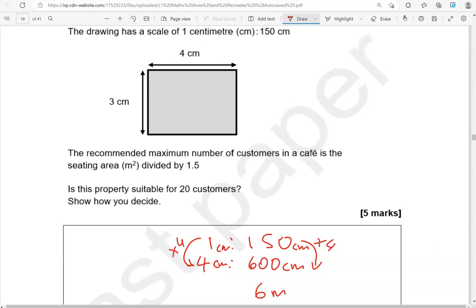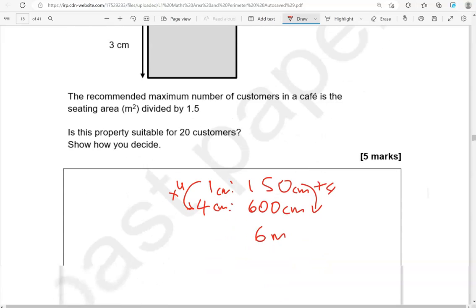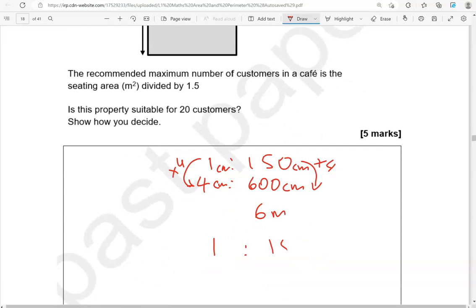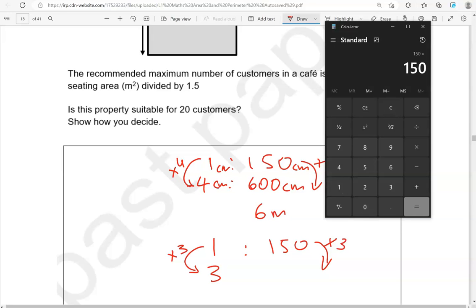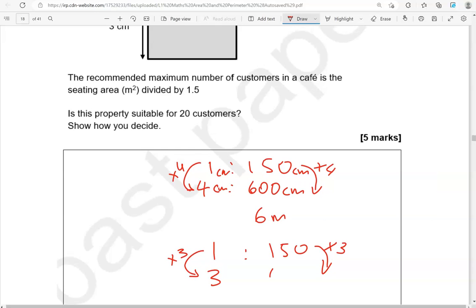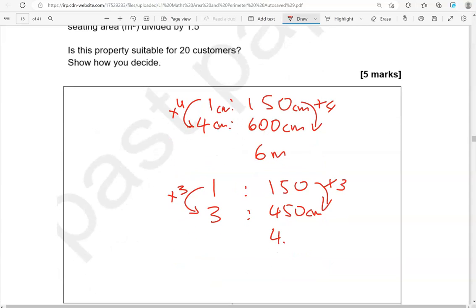And then we've got the width, which is 3 centimeters. One times 3 equals 3. So 150 times 3 is 450 centimeters, which is 4.5 meters. And we can get that by doing 450 divided by 100. So we've got the dimensions of the cafe.